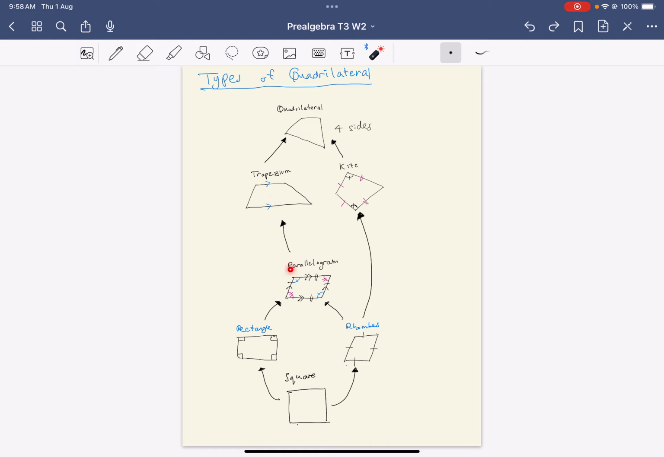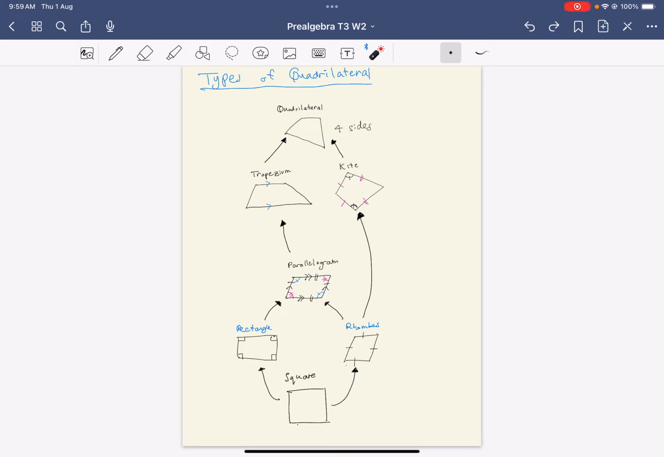It doesn't have to be one arrow. As long as there's a path, it belongs to that. That's how this diagram works. So that means a rhombus is not a type of square, because this arrow only goes from square to rhombus, not from rhombus to square. So the direction of the arrow also matters. This is a helpful guide.